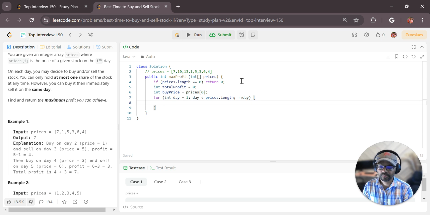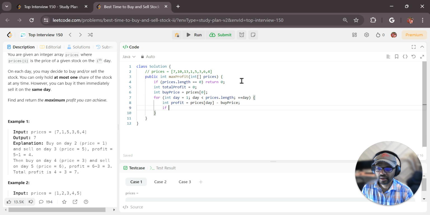And now again, the algorithm is that if the number is bigger, so let's actually just calculate profit, right? The profit is prices of day minus buy price. And if that profit is greater than 0, which will take care of negative as well, then we just add it to our total profit as if we did the transaction.